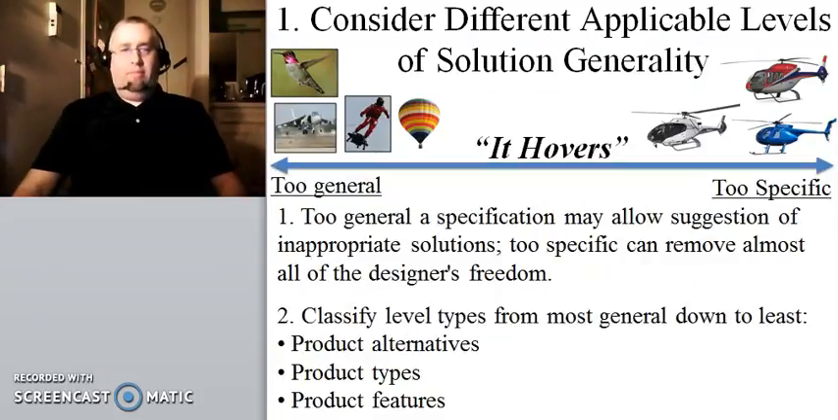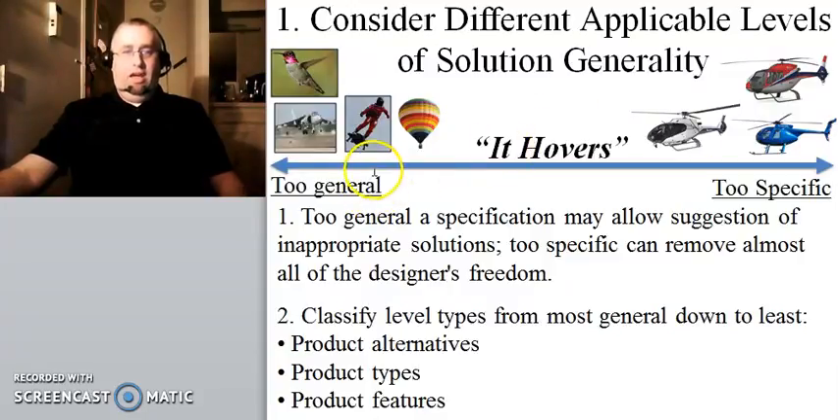Okay, so the first step is to consider different applicable levels of solution generality. And what I've done here is essentially create this graphic around the customer need that this device that we're going to create hovers. So the customer need is it hovers. And to think about the level of solution generality, if we have too general a specification, it allows the designer to suggest a range of possibly inappropriate solutions, so just too many wild and crazy solutions.